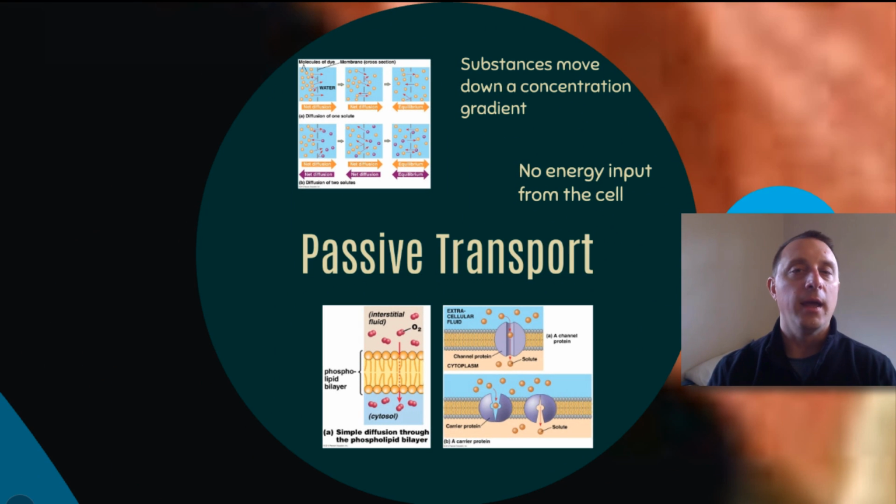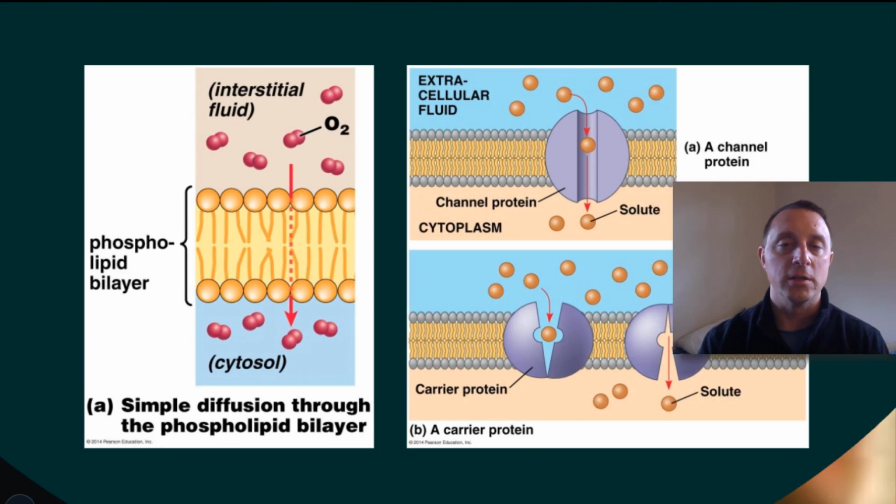So looking at this from a cellular aspect, with passive transport, there is no energy input from the cell. Right? This is just substances moving down the concentration gradient. So that's an area of high concentration to an area of low concentration.